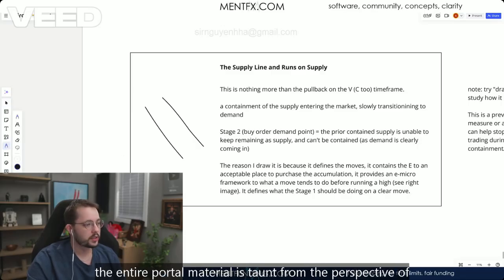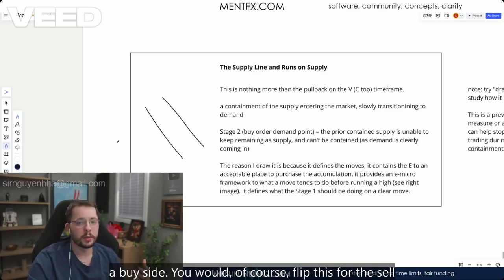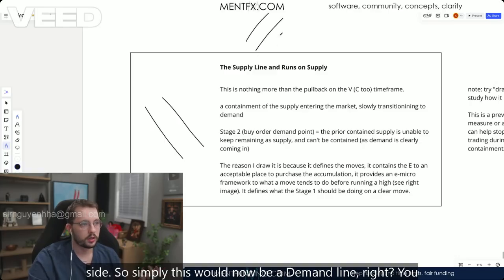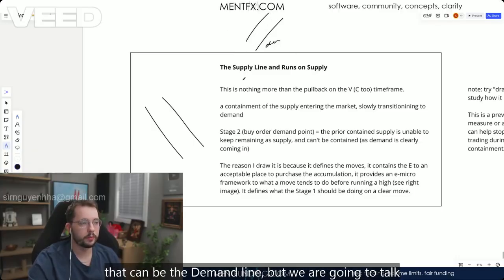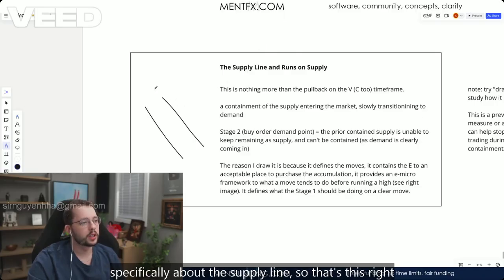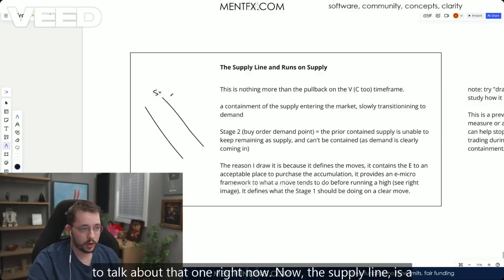Now, again, the entire portal material is taught from the perspective of a buy side. You would, of course, flip this for the sell side. So simply, this would now be a demand line, right? You would just flip it. Price comes down, comes up, continues. That could be the demand line. But we are going to talk specifically about the supply line. So that's this right here. This is going to be the supply line. And we're going to talk about that one right now.